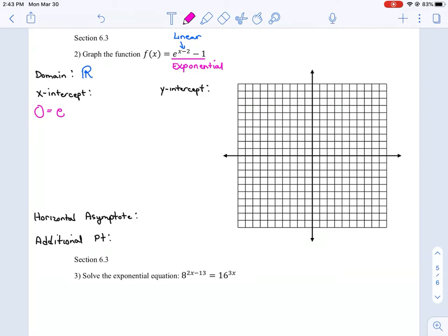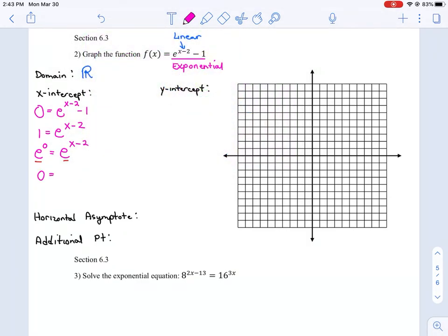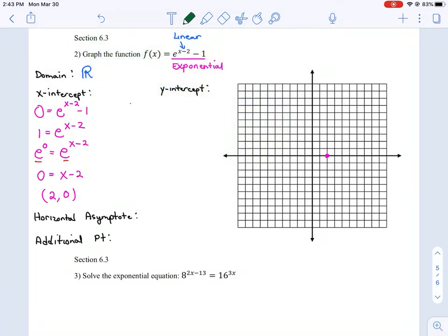The x-intercept is the value of x where y is equal to 0, or where your function is equal to 0. And to solve for x, we're going to add 1 to both sides. Rewrite 1 as e to the 0 power. That way both sides of the equal sign have the same base. And since they now have the same base, we can conclude that the exponents are equal. So now the x-intercept must be 2, 0. I'm going to put a point at 2, 0.